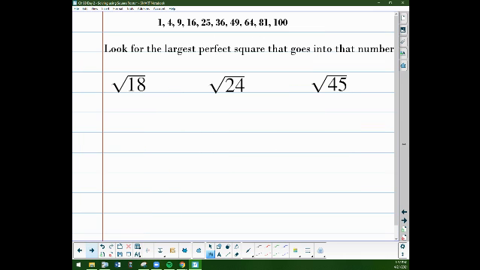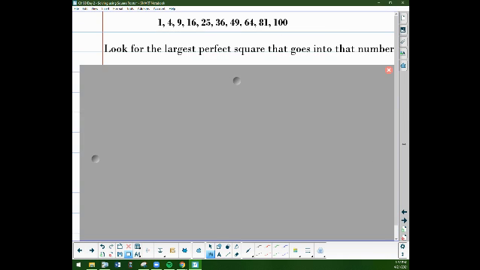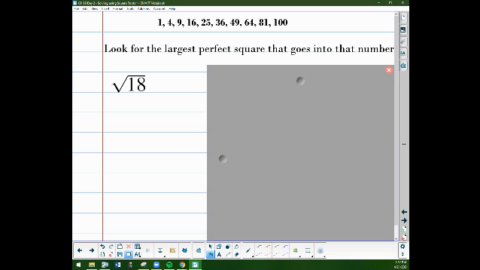Okay. All right, let's try a couple more. We want to start off by looking for the largest perfect square that goes into that number. When I look at my list of perfect squares, I'm not going to look at anything bigger than 18 because I know that's not going to divide into 18. So the next perfect square that's smaller than 18 is 16. So let's see. Does 16 go into 18? No, 16 doesn't go into 18. It gives me a decimal when I type it into my calculator.